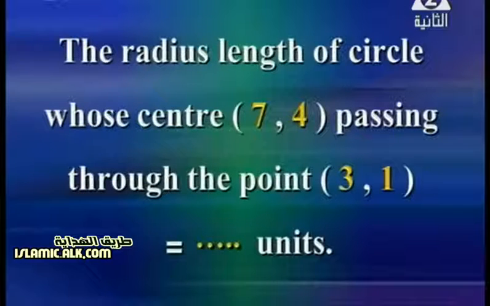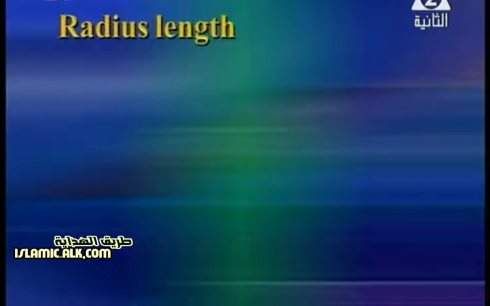Another example, the radius length of a circle whose center is (7, 4) passing through the point (3, 1) equals how many units? The center of the circle is the point (7, 4). And what does it mean that the circle passes through the point (3, 1)? It means that the point (3, 1) is lying on the circumference of the circle. So what about the radius length? It is the distance between the point on the circle and the center of the circle.